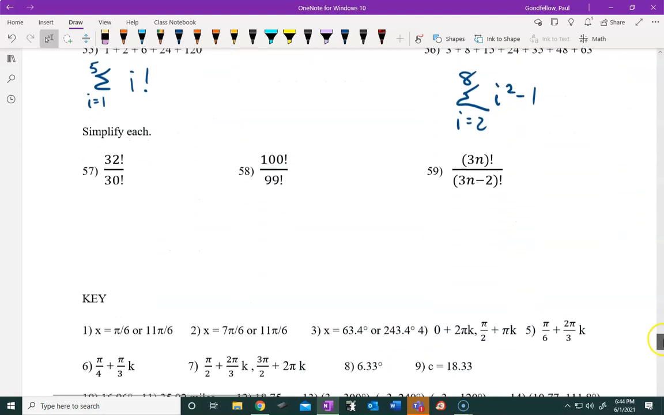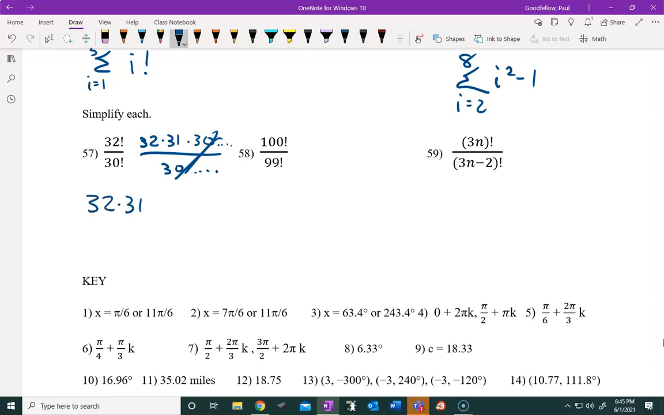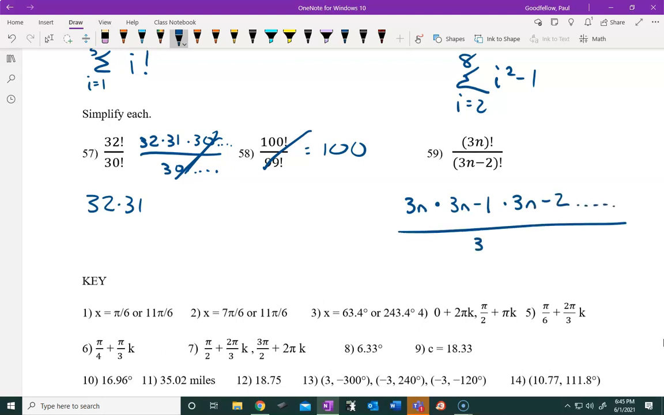And then we'll get down to these factorial questions, which I don't think are really that bad. That's 32 times 31 times 30, blah, blah, blah. And this is 30 times blah, blah, blah. Cancel. Answer's 32 times 31. This one's 100 because the 99 cancels all the other garbage. This one actually has a little bit of fun to it. That'd be 3n times 3n minus 1, and then times 3n minus 2 down the road. And the bottom is 3n minus 2 already down the road, and those would cancel, and there is your answer.